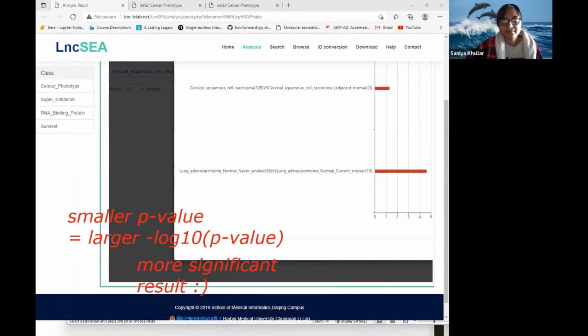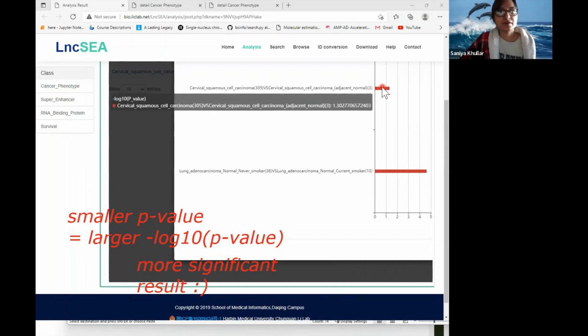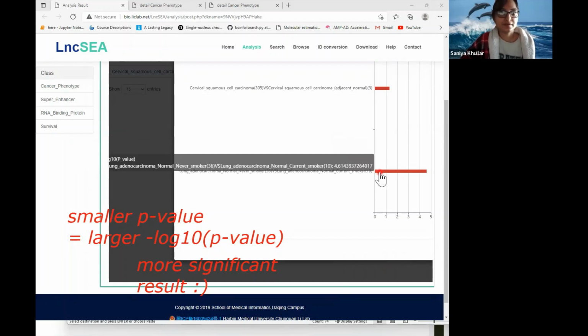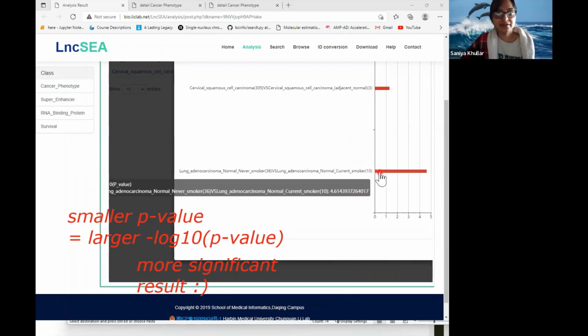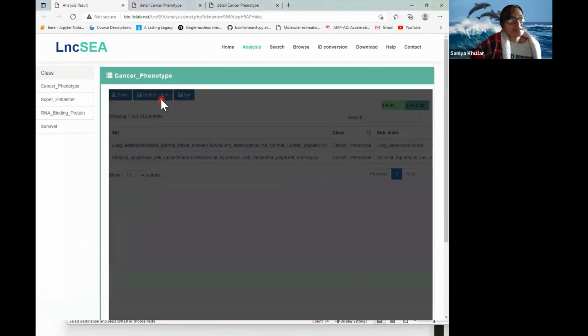So again, because lung adenocarcinoma is more significant, we expect this to be a little bit like 4.61. That's more than 1.30. So we just have to plug in the p-value into the negative log 10 to get this result of 4.614. So that's what we can see for this as well.